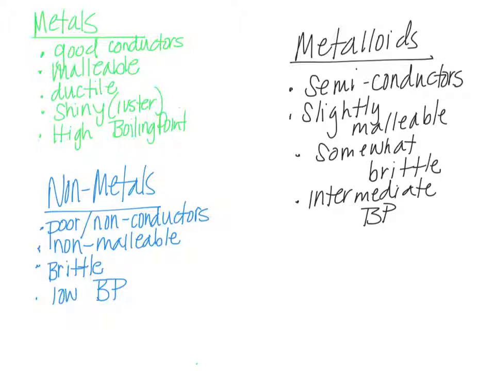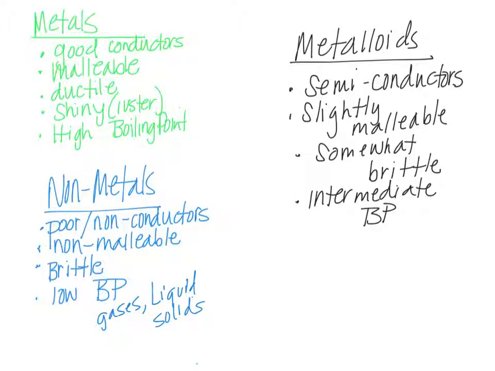Nonmetals are basically the opposite. They are poor or non-conductors. They are not malleable. As a matter of fact, they're very brittle. They break very easily, and they have a low boiling point. Many of them are gases, a few of them are liquids and solids, but most of them tend to be gases. And the metals, of course, are all solids except for mercury.